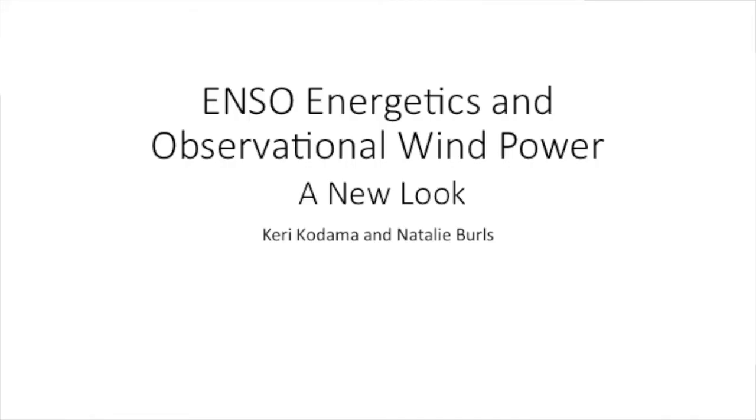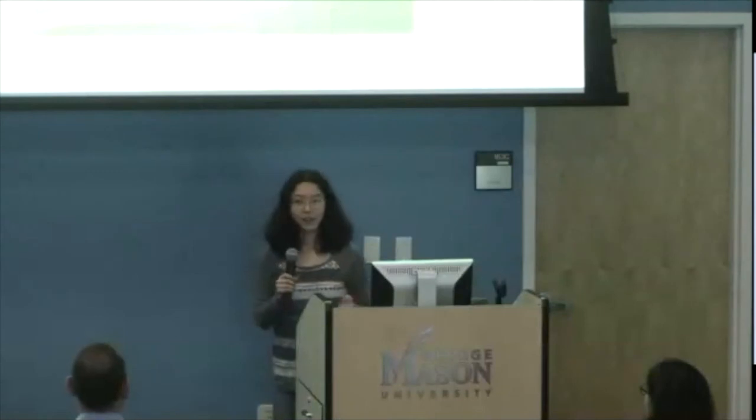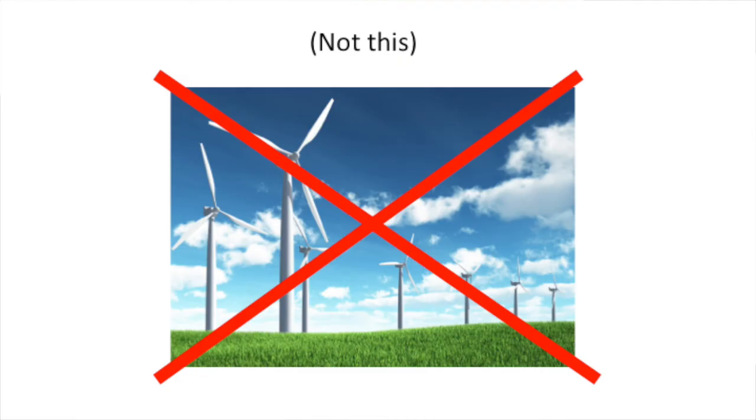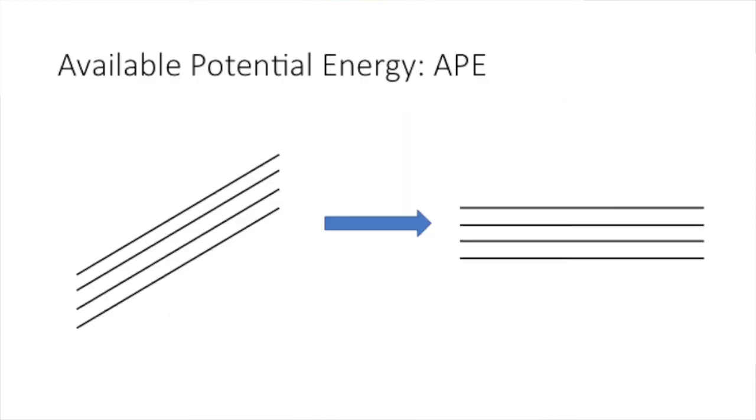So jumping right in, first I want to clarify that when I'm talking about wind power, this is not the kind that I mean. There's been some confusion in the past. The story really starts with the concept of available potential energy. And what this means is the ocean has layers of water with different densities stacked on top of each other from lightest to the heaviest. And APE is the energy that the system would get when the water horizontally redistributes to a baseline state.